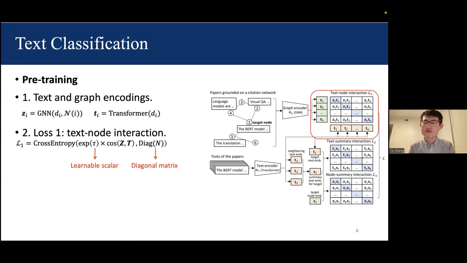This process is done by the formula on the left-hand side. We first of all take the inner product of Z and T, and then we do cosine similarity. And then we compare the cosine similarity with the diagonal matrix, and we use cross entropy as the loss function. So we want to maximize the elements on the diagonal and minimize the elements not on the diagonal.